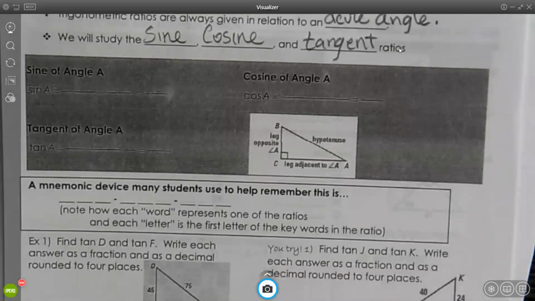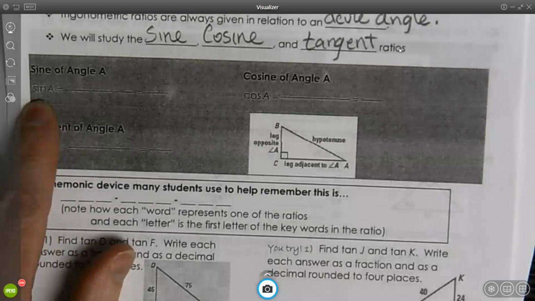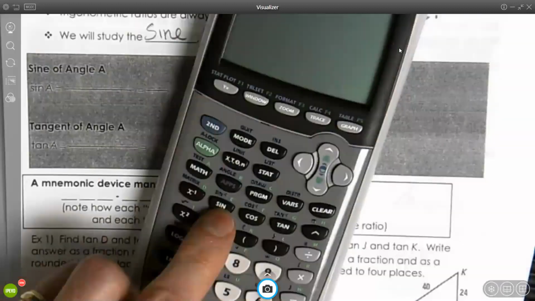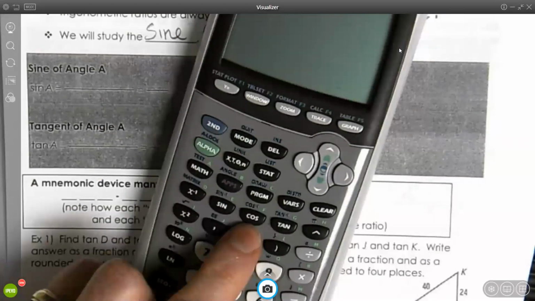All right, when we talk about sine, sine is spelled S-I-N-E, but it's abbreviated S-I-N. On your calculator, it's abbreviated S-I-N. We don't pronounce that sin. We don't say cos, we say cosine, we say tangent.